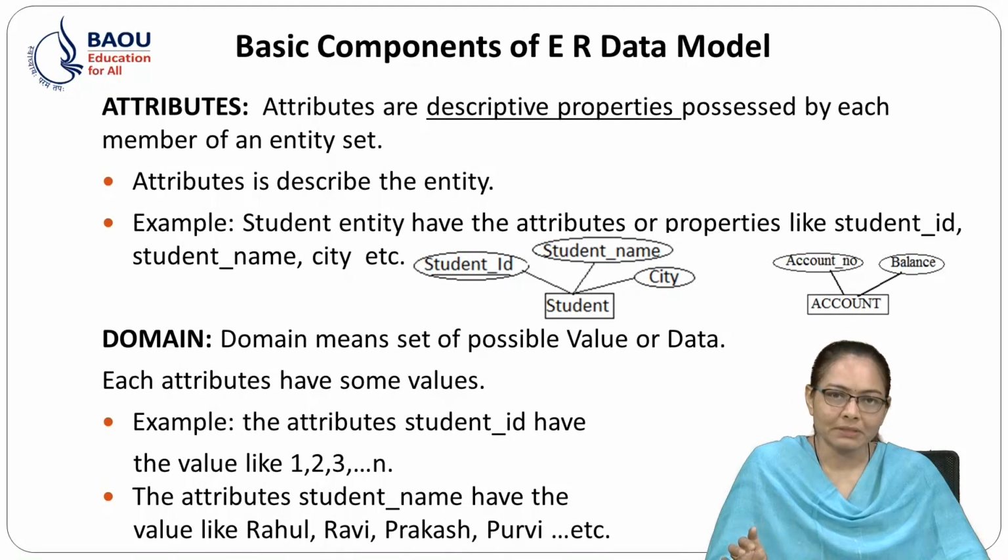For example, the attribute city has values like Ahmedabad, Surat, Baroda, etc. So the values Ahmedabad, Surat, Baroda are called the domain. The domain means the possible values, like 1, 2, 3, 4 in a roll number.